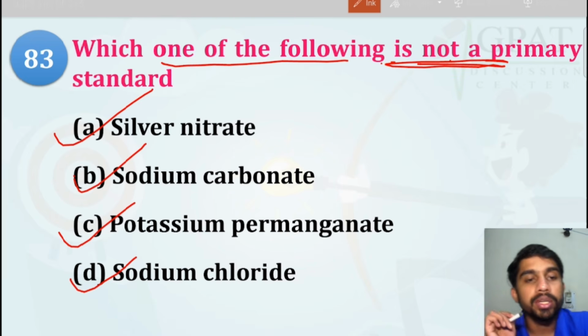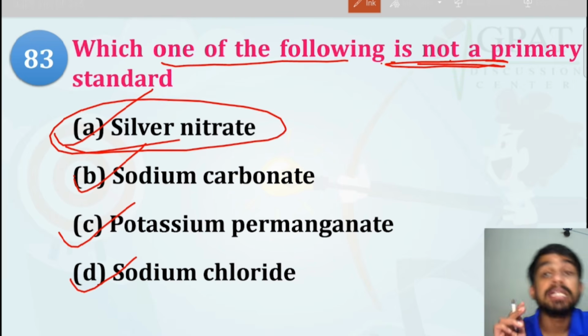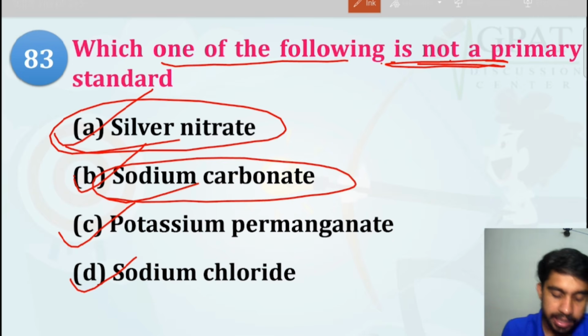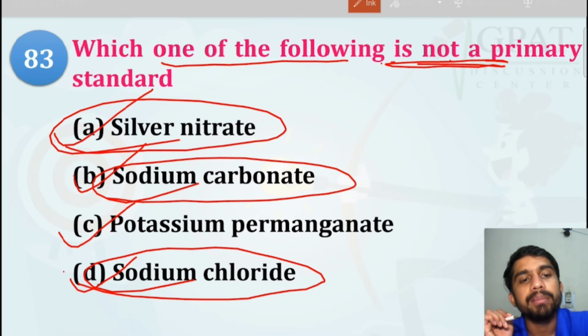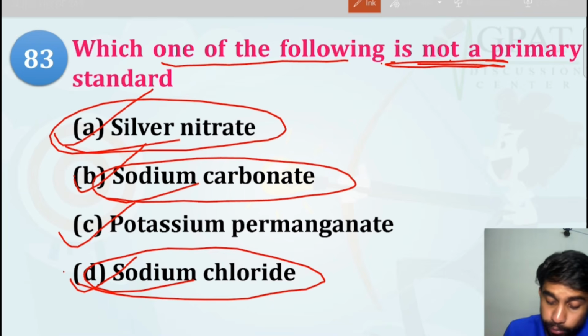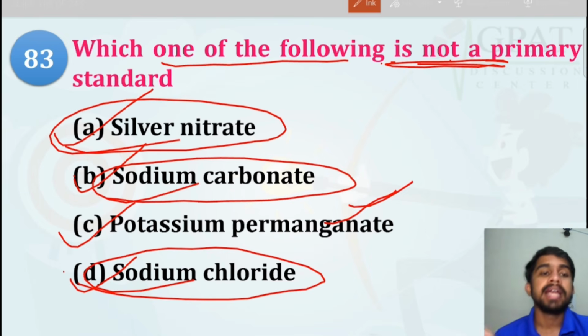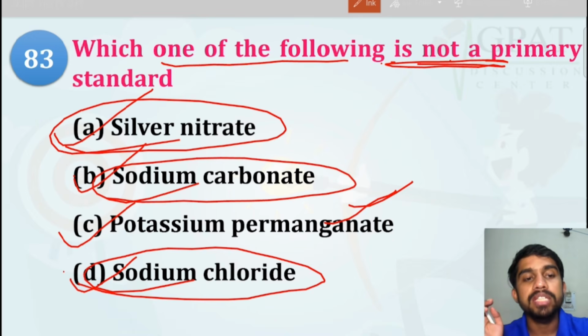So if you talk about silver nitrate, it is a primary standard. Sodium carbonate is also a primary standard, and sodium chloride is also a primary standard. But potassium permanganate, that is KMnO4, is not a primary standard. Why? Because first, it contains impurities, it also decomposes on storage, and it is not sufficiently stable. So it is not used as a primary standard.